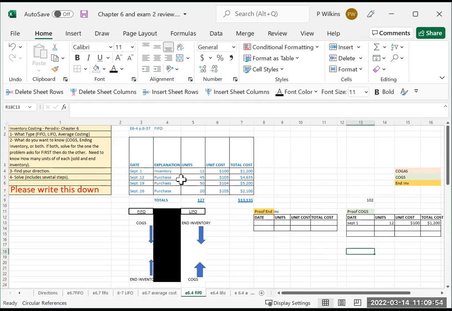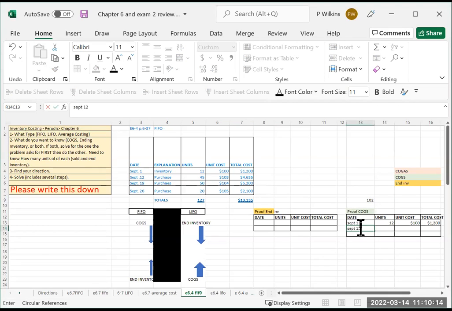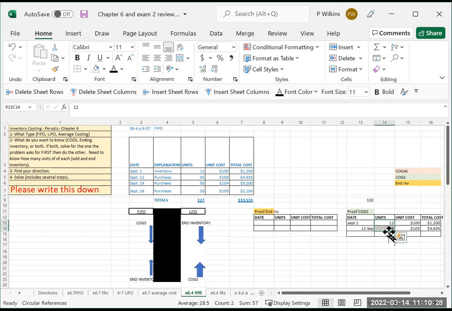Now, how many more do we need to get to 102? We need 90 more units. So we go to the next line down, and we see there's 45 units. We need all 45 because we're trying to get to 90. So we come over to our proof box, September 12th: 45 units for $103 each for a total of $4,635. Now we have 12 plus 45, that's 57 units.